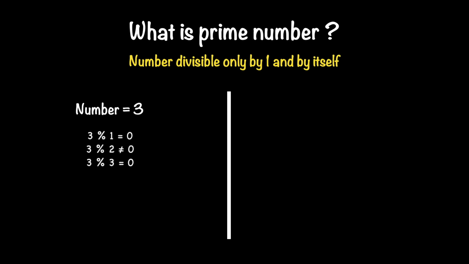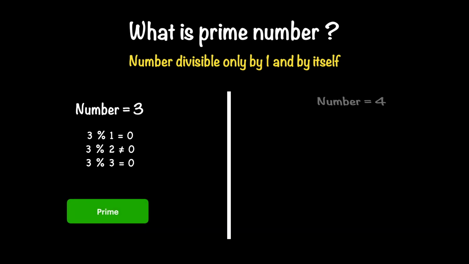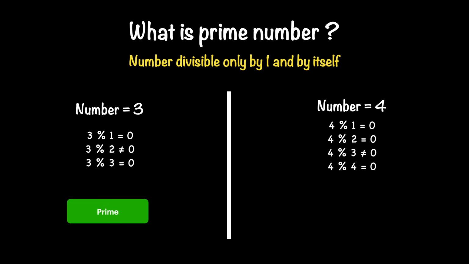Now let's see some examples of prime numbers. If you consider the number 3, when we try to divide it by 1 and 3, it gives the remainder as 0. Therefore it is a prime number. Whereas if you consider the number 4, apart from 1 and 4, the number 2 also gives the remainder as 0. Therefore it is not a prime number. I hope you get a clear picture of how to find a prime number.